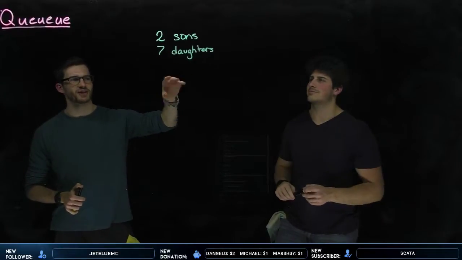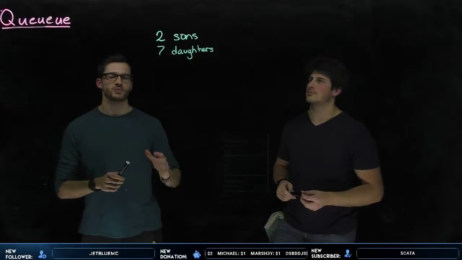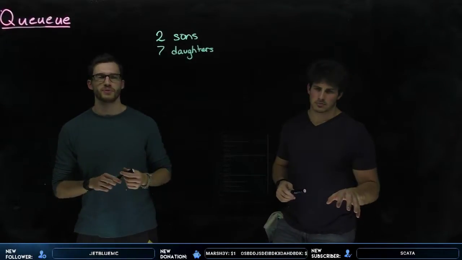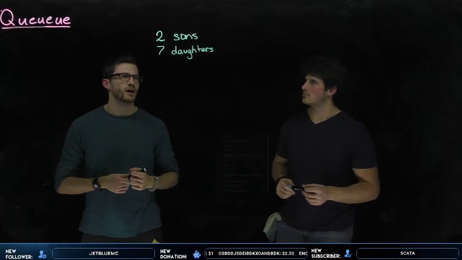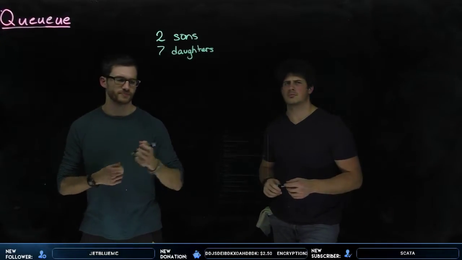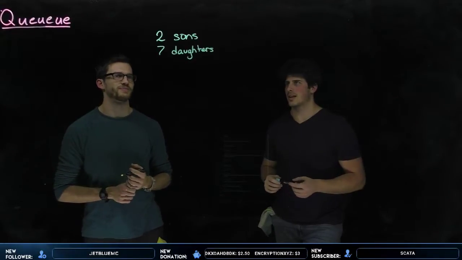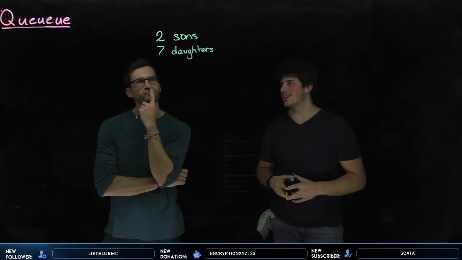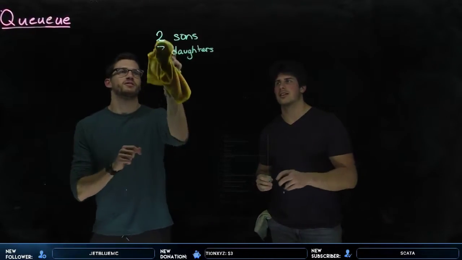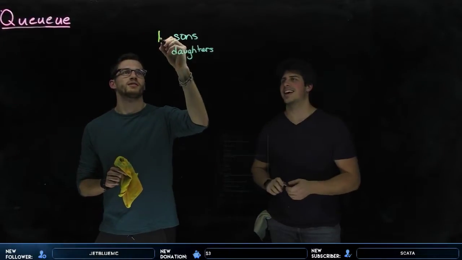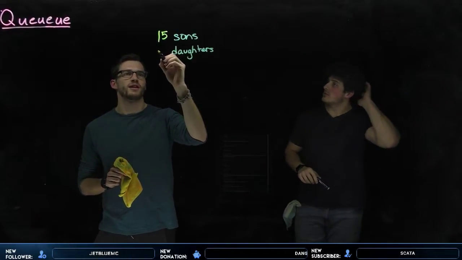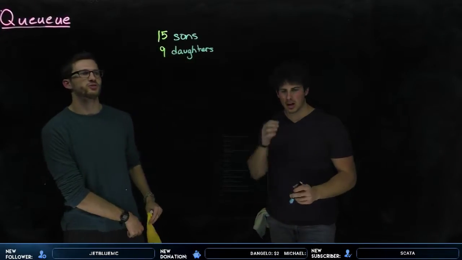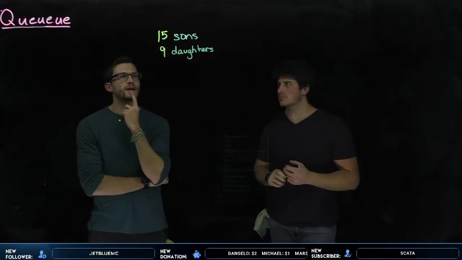2 sons, 7 daughters. And you want to get to the point where you want to pull out a son, and you want there to be, let's say, a 2/3 chance. Well, you have 9 kids. I'm going to change the numbers. You have 15 sons and you have 9 daughters, okay? And you want to get to the point where you are going to have a 1/3 chance.